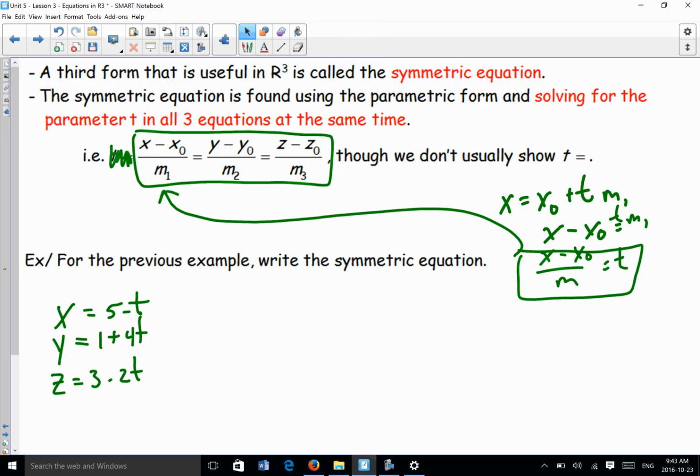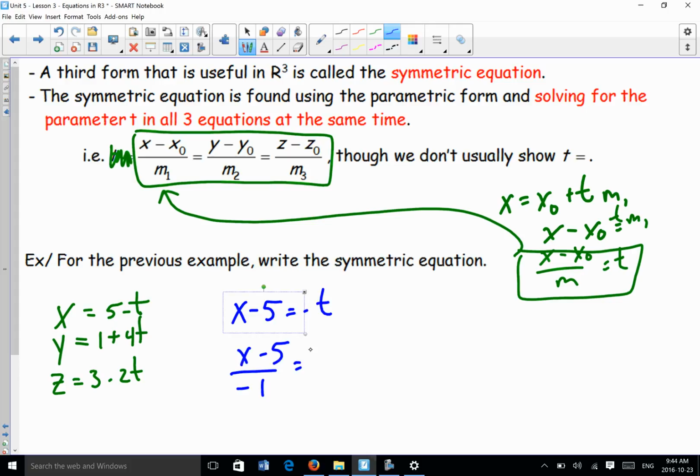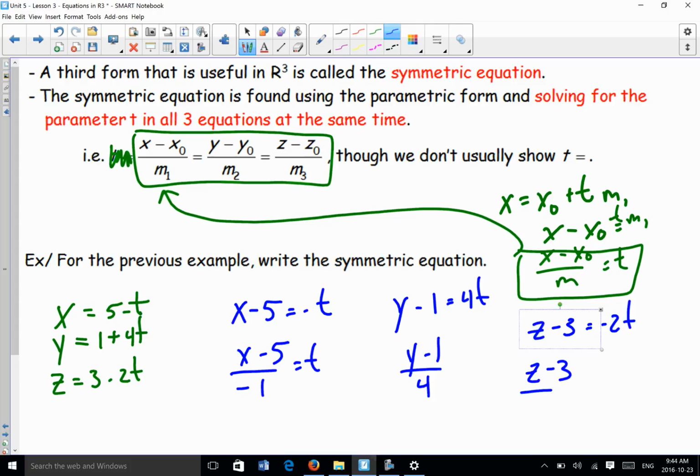Okay, I want to write this in symmetric form. The way that's going to work is I'm going to take the x equation and solve for t. So x minus 5 equals negative t, or x minus 5 over negative 1. I'm going to do the same thing with y: y minus 1 is 4t, so y minus 1 over 4, and z minus 3 equals negative 2t, so z minus 3 over negative 2 is t.